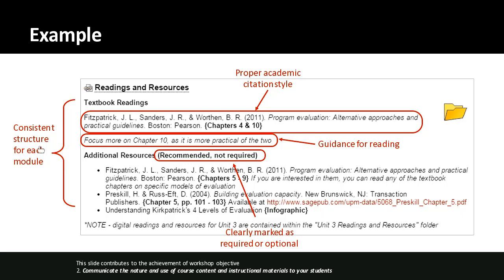In the left-hand bracket over here, I said a consistent structure for each module. So you want to make sure week to week your instructional materials are presented in a consistent way. So I've got this identifier at the top that it's a textbook rating. It is properly cited, this is APA format. So it would be whatever discipline that you have. It should be represented in the citation style.